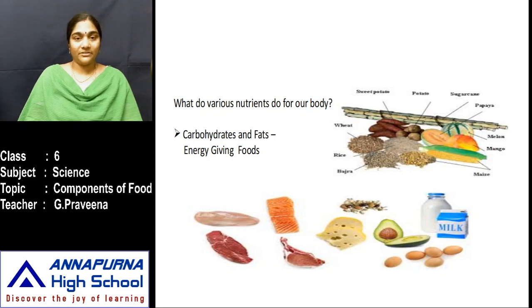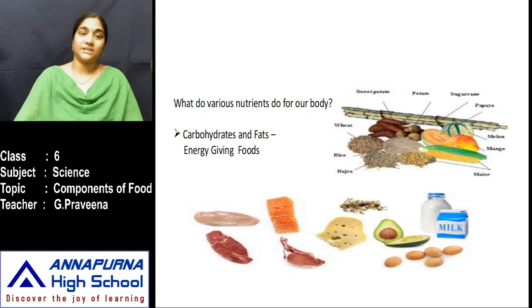And carbohydrates are rich in food sources such as sugarcane, potato, papaya, watermelon, mango, maize, bajra, rice, wheat. So all these food substances consist of major amounts of carbohydrates in it. When we go with fats, those are rich in different kinds of oils that we get.